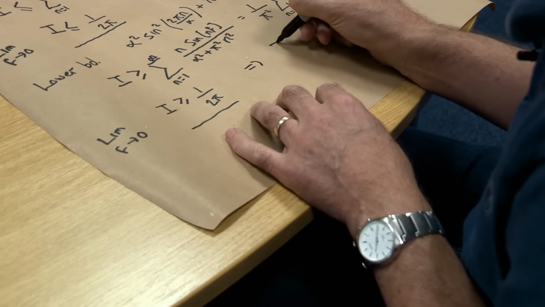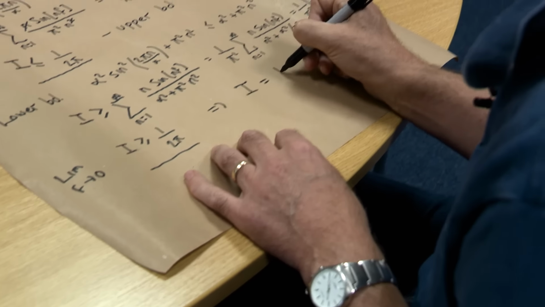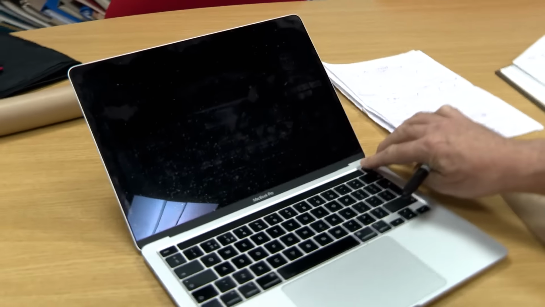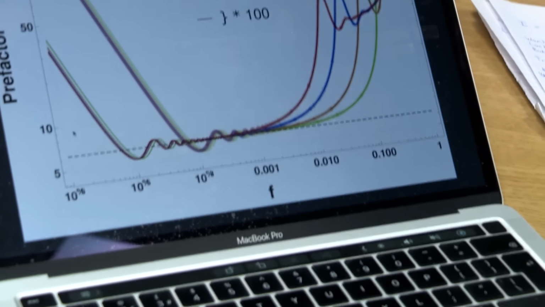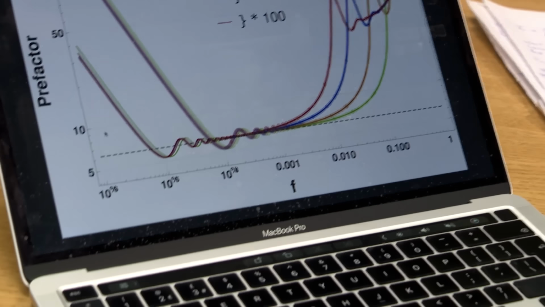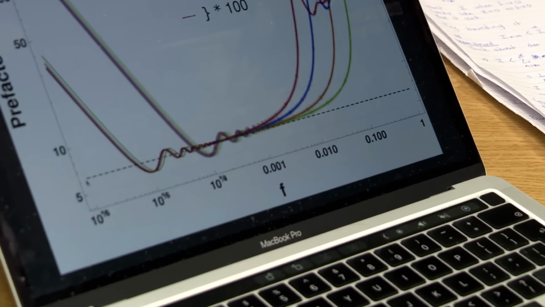There's only one way this can be, if I equals 2 pi. So I've actually done this sum without doing this sum. Well done. Which means that I equals 1 over 2 pi. And so if you then go back to this prefactor, which is 1 over I, so 1 over I would be 2 pi, which would be 6.1. And that's pretty much what that is.